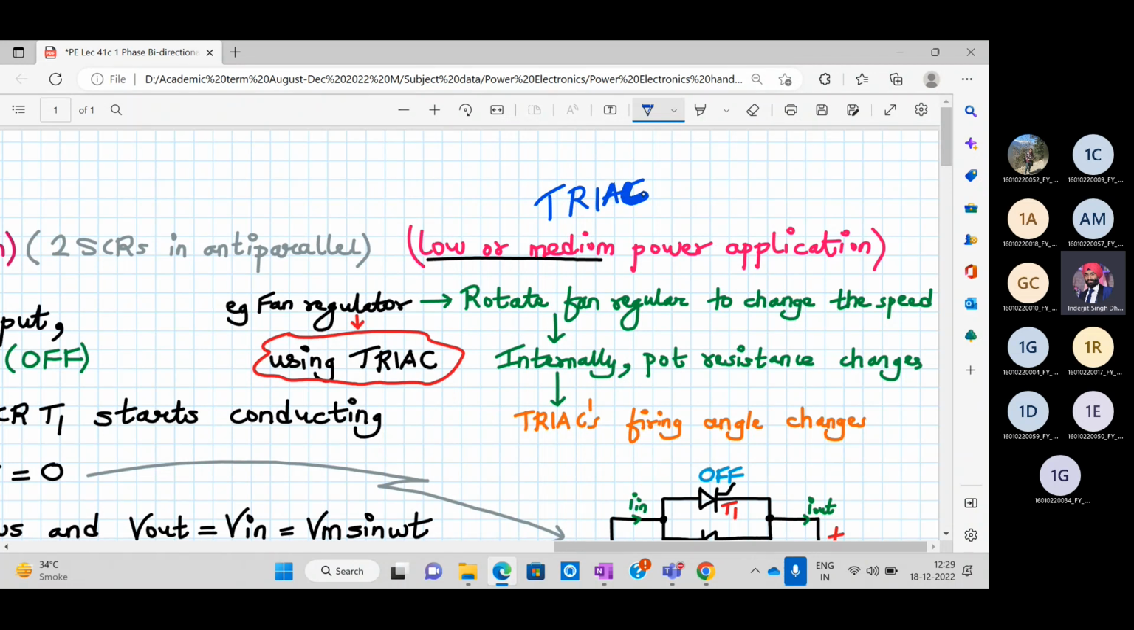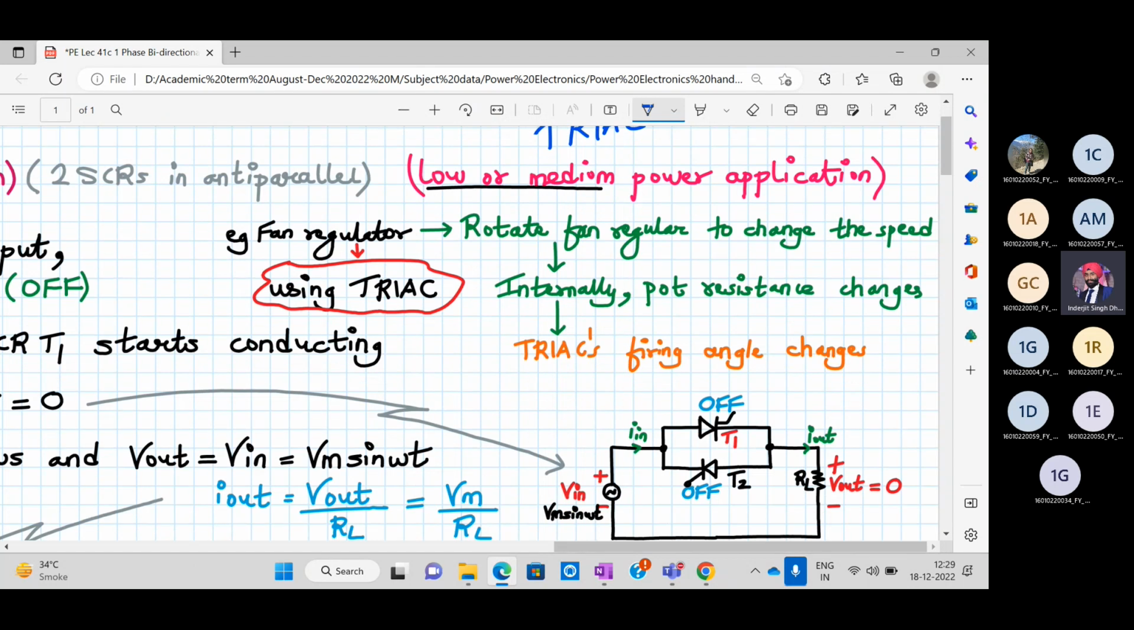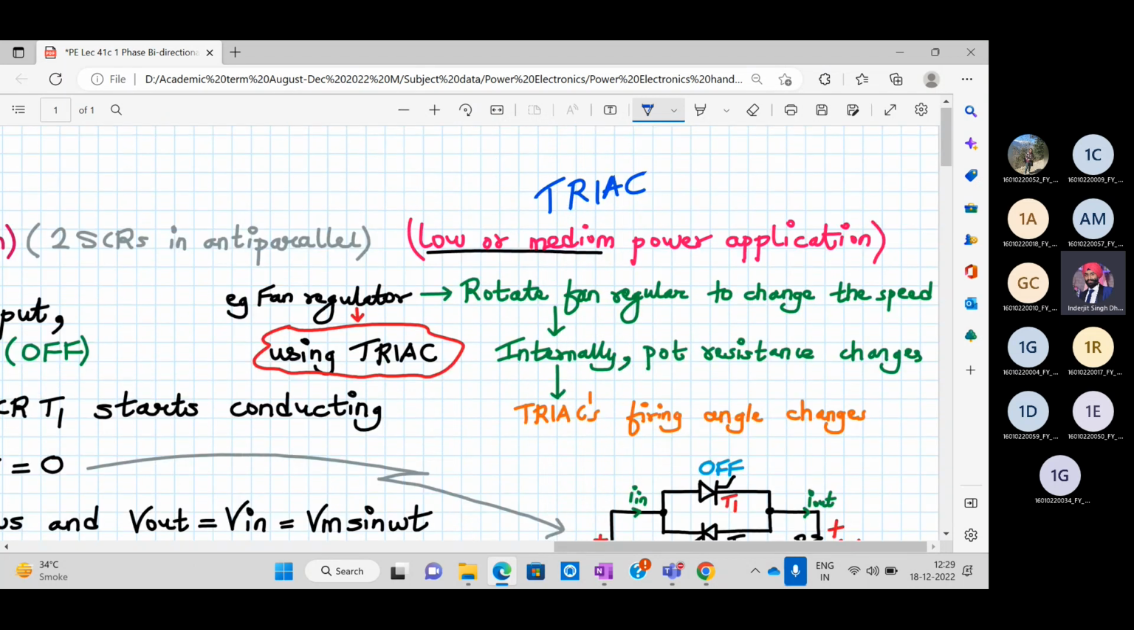So that is used in fan regulator. You remember your fan regulator, you rotate your fan regulator to change the speed. So internally, what is happening? The potentiometer resistance is changing. So basically, what are you doing? You are changing the firing angle of the triac at which it conducts. So that's how it will control the speed.